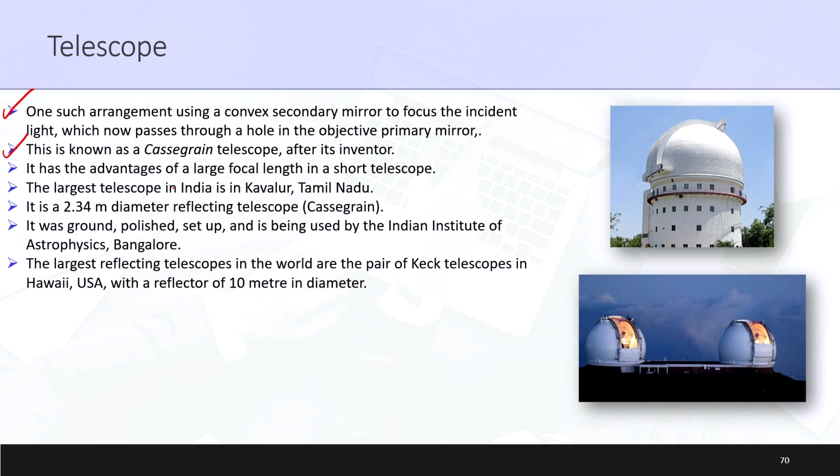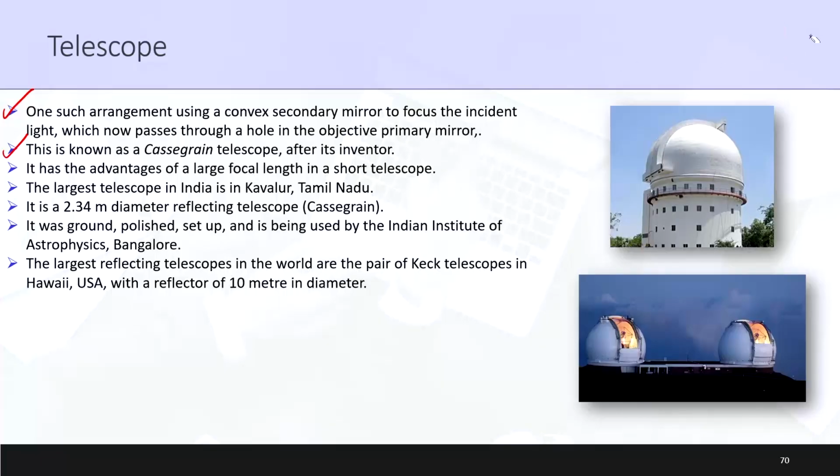It has the advantage of a large focal length in a short telescope. The major aim is a higher focal length: if f naught is very high, then the magnification will be much higher. So it has the advantage of a large focal length in a short telescope.